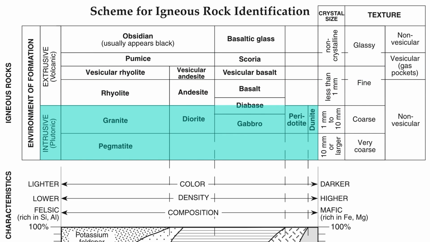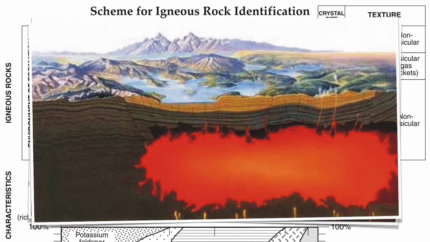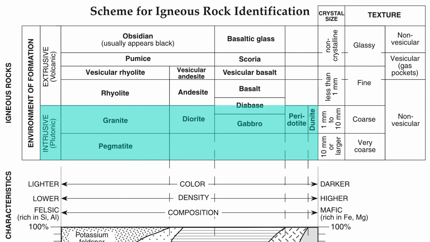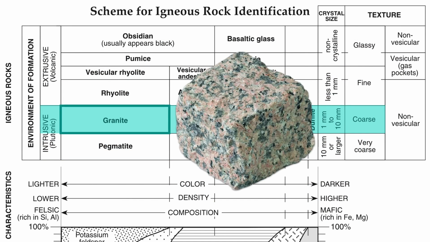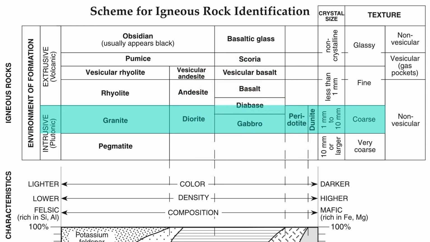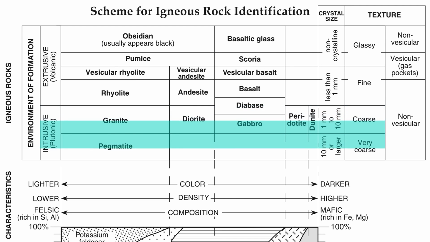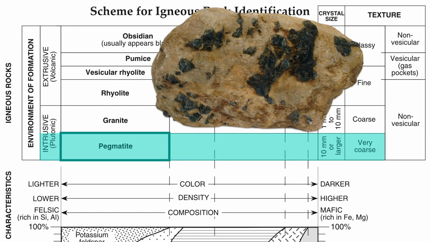Some of these intrusive igneous rocks will cool slow enough for the crystals to grow in the magma deep under the ground, between 1 and 10 millimeters in size, like this sample of granite. Notice how the crystals are much larger and clearly visible with the naked eye. Sometimes, if the magma cools very slowly, the crystals will grow even larger, over 10 millimeters in size, like this sample of pegmatite. Notice those large biotite crystals.